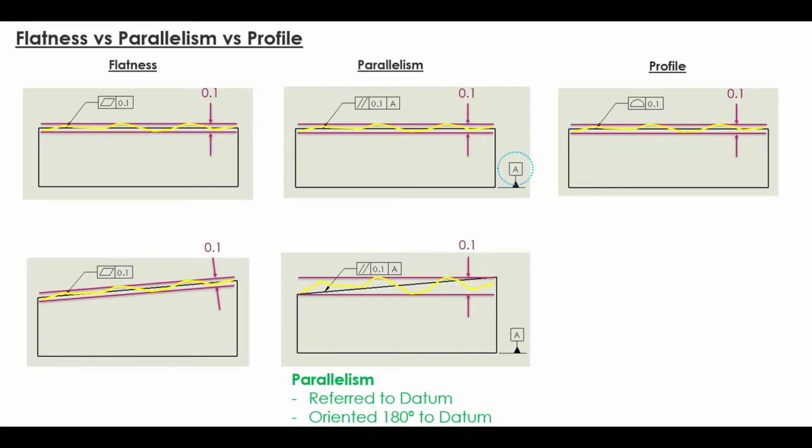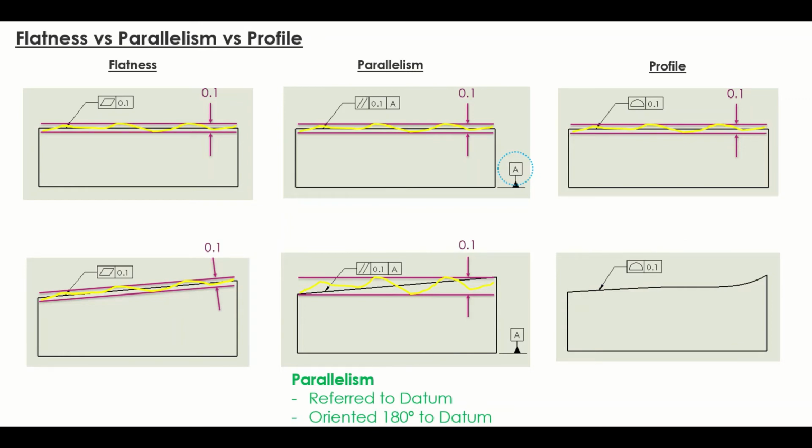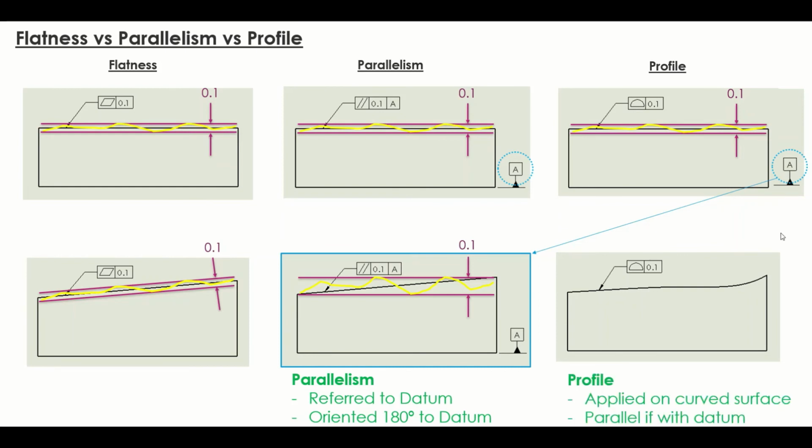How about the comparison between flatness and profile tolerance? The main difference is that profile tolerance can be applied to curved surfaces other than flat surfaces. Secondly, profile tolerance can be controlled by datum. When profile tolerance is controlled by datum, it becomes similar to parallelism, where the orientation becomes essential. In this case, just remember to put the datum in the feature control frame.